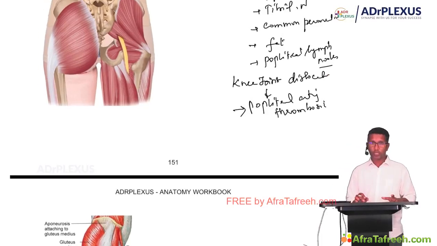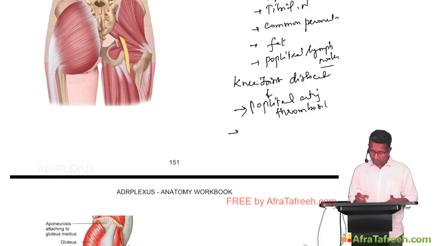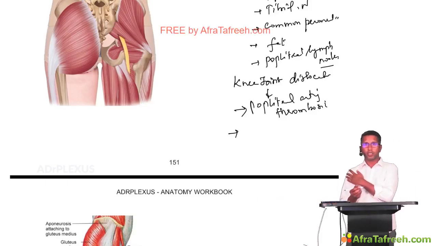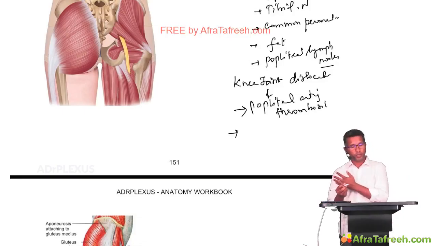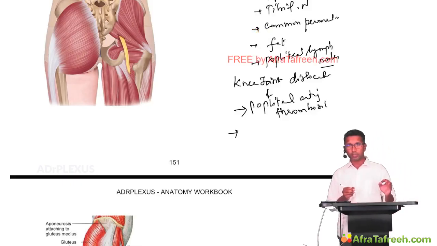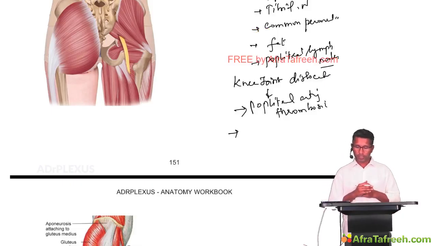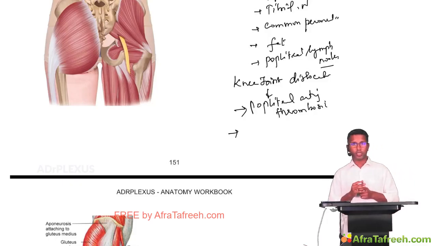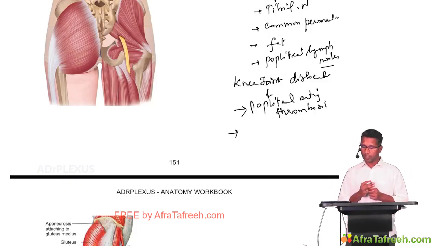Next, any dislocation for that matter is associated with nerve injuries. For example, shoulder dislocation is associated with what? Shoulder dislocation is associated with axillary nerve injury. Similarly, knee joint dislocation is associated with, anybody, guys, what is the nerve commonly affected when there is a knee joint dislocation? If you crossed orthopedics, you would have studied this.